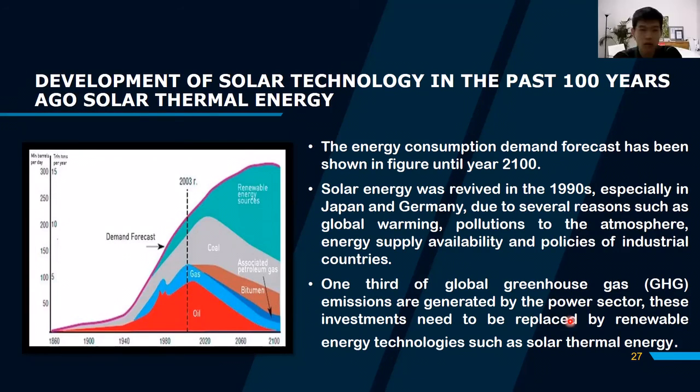Okay, for the development of solar technology over the past 100 years, solar thermal energy. From the picture, you can see that renewable energy sources such as solar energy have the biggest demand for the future. The energy consumption demand forecast is shown in the figure until the 21st century. Solar energy was revived in 1990, especially in Japan and Germany, due to several reasons such as global warming, pollution to the atmosphere, energy supply availability, and policy of industrial countries. One third of global greenhouse gas (GHG) emissions are generated by the power sector. This needs to be replaced by renewable energy technology such as solar thermal energy.